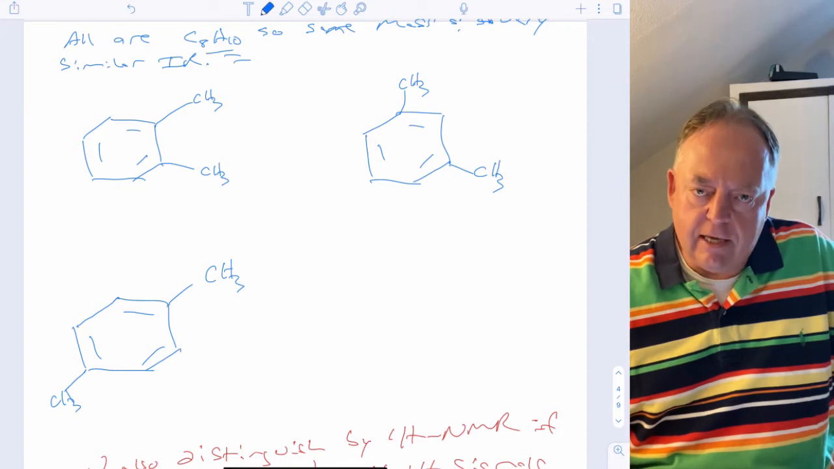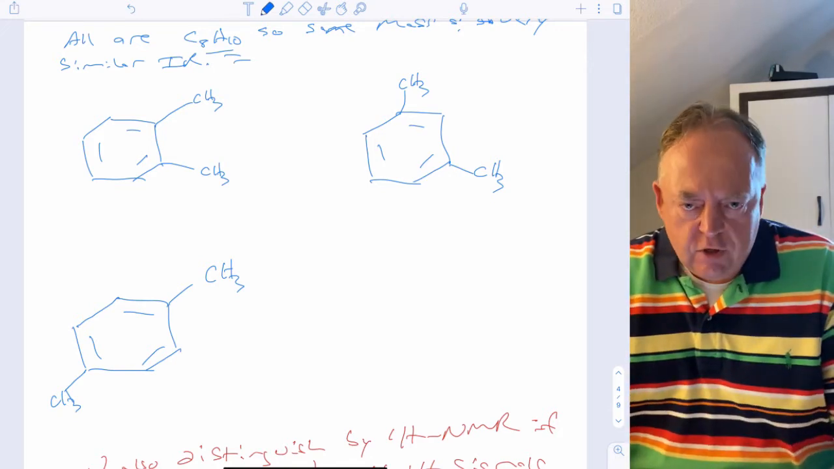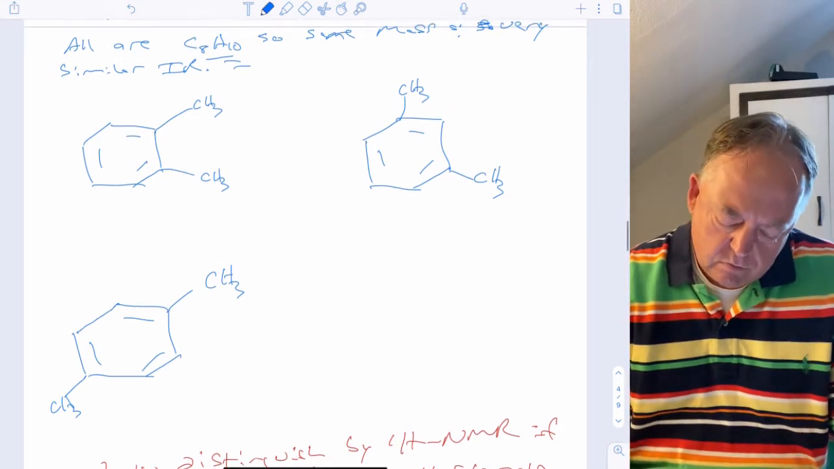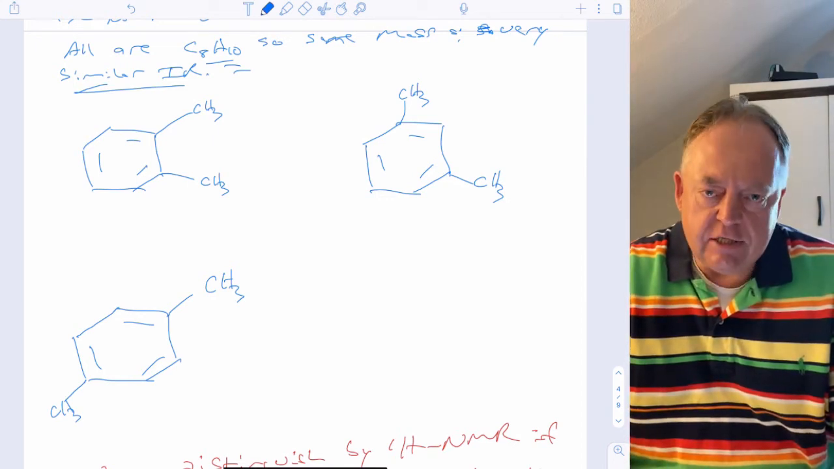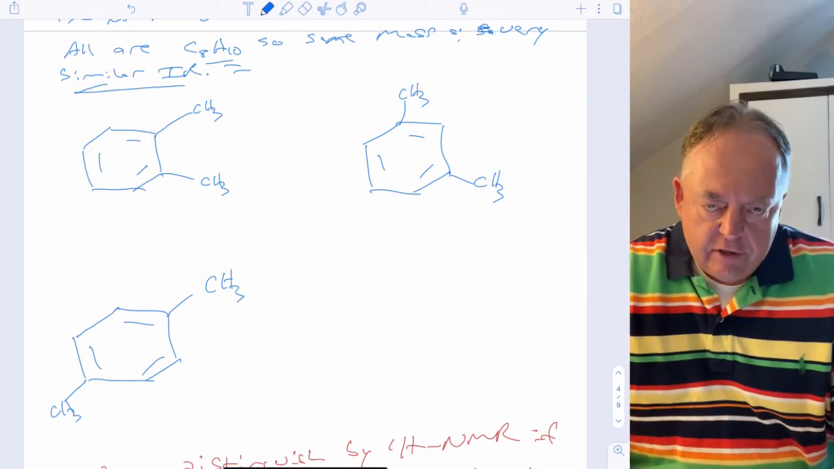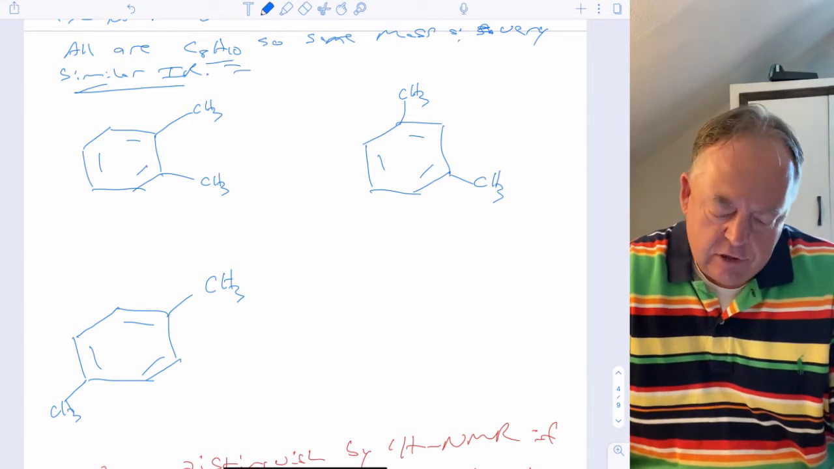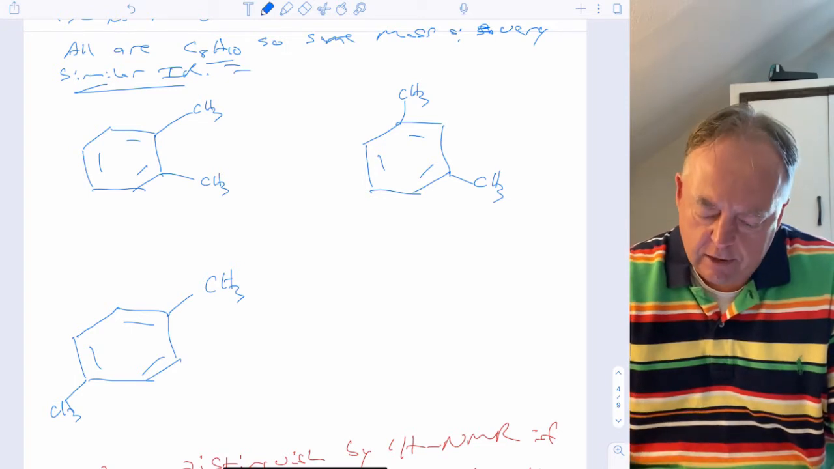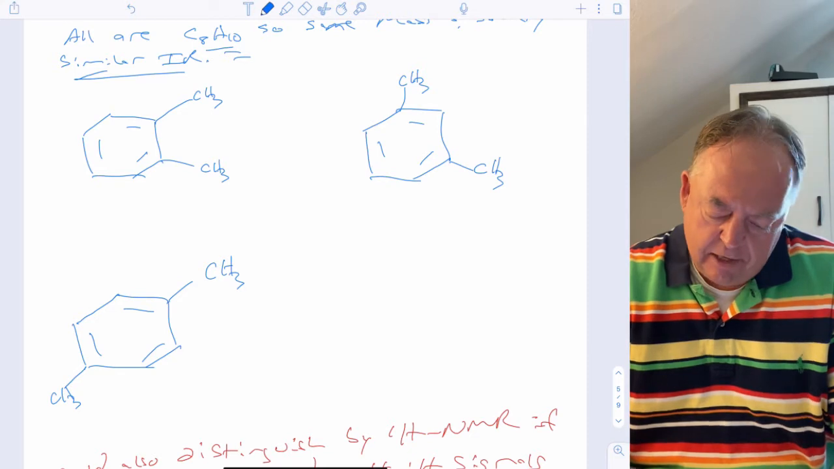so they would all have the same mass. So unless you can interpret fragmentation patterns, mass spectrometry would not be a good way to differentiate between these 3 molecules. They all have alkene bonds and CHs, so they're all going to have very similar IR spectra. So unless you're an expert at IR spectra, it would be very difficult to distinguish between these 3 molecules using IR, but it would be trivial using carbon-13 because how many different signals would you see?